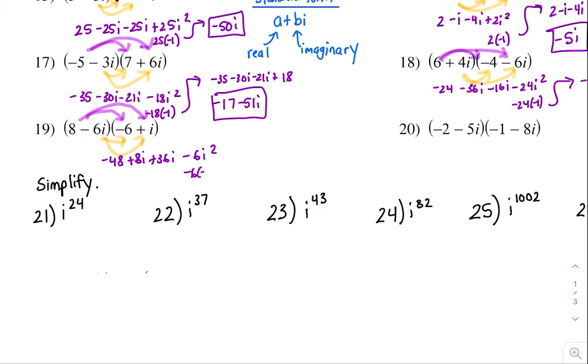So negative 6 times negative 1, so we got negative 48. Oh, wait, sorry. Negative 48 plus 8i plus 36i plus 6. So we combine like terms, so numbers first, negative 42. 8i plus 36i is plus 44i.